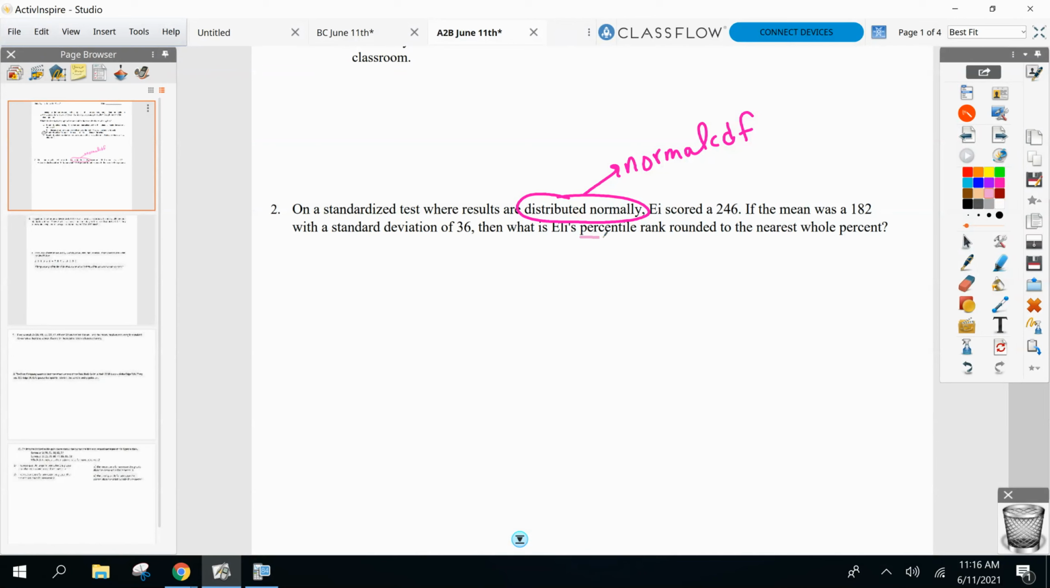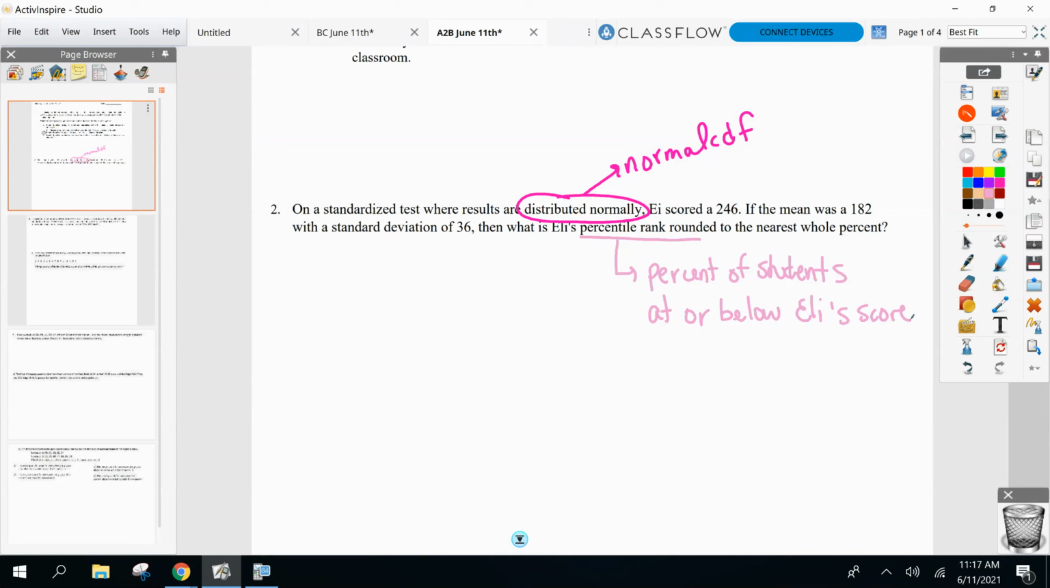Just so I'll give you a definition. Here's what percentile rank is. The percent, and I'll reword this if I put something like this on the quiz, of students at or below Eli's score. So that's what a percentile rank is: the percent of people that scored at or below you. And he scored a 246. So what percent of the people scored 246 or below?